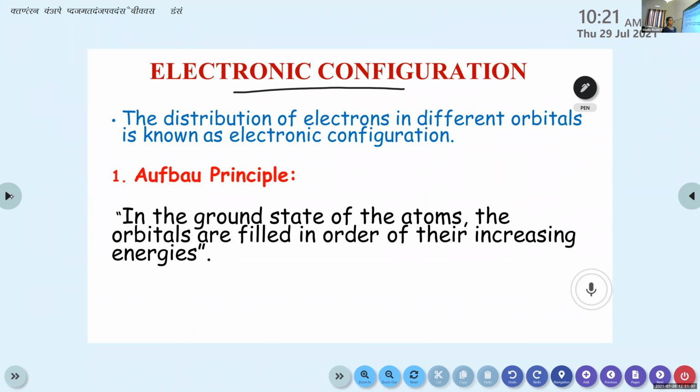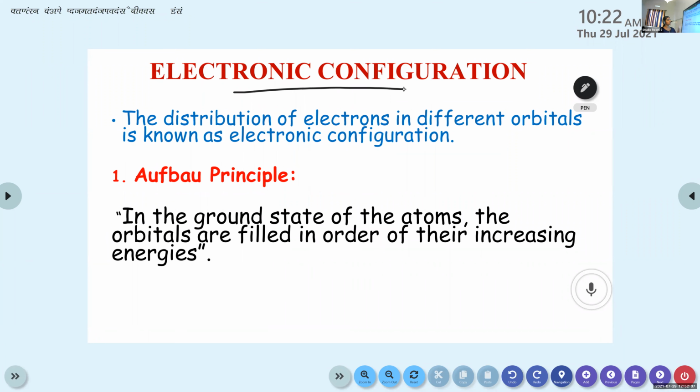First, we learned about electronic configuration. Electronic configuration means the distribution of electrons into different orbitals. You know that all elements have their own electrons. Hydrogen has only 1 electron. Oxygen has 8 electrons. According to their number of electrons, they are filled into different orbitals, right? This distribution of electrons into different orbitals is known as electronic configuration.